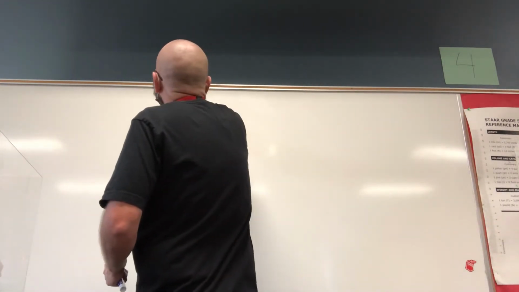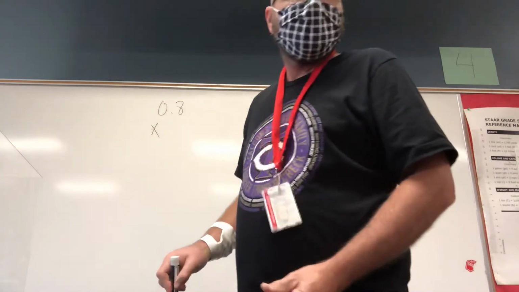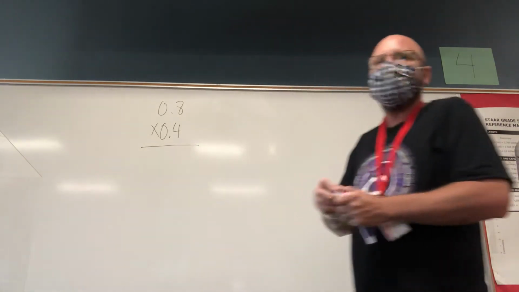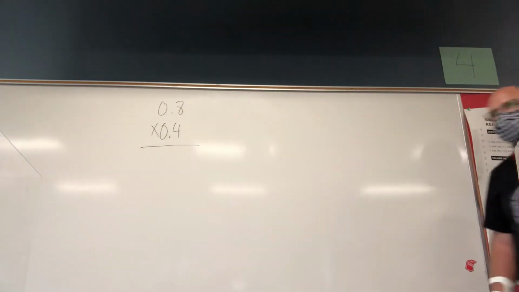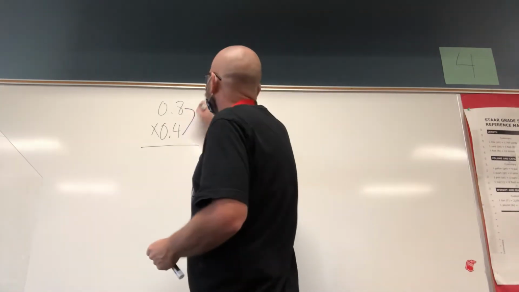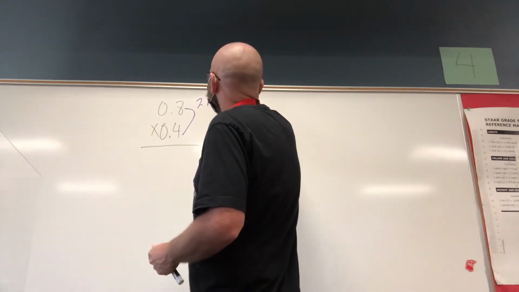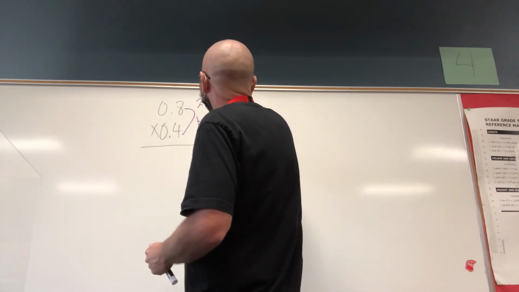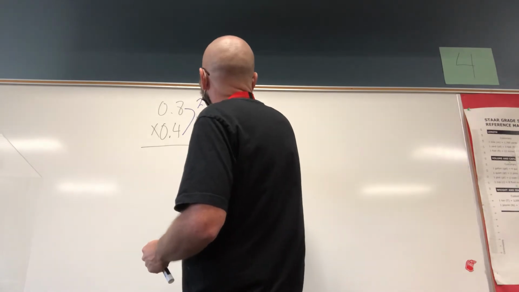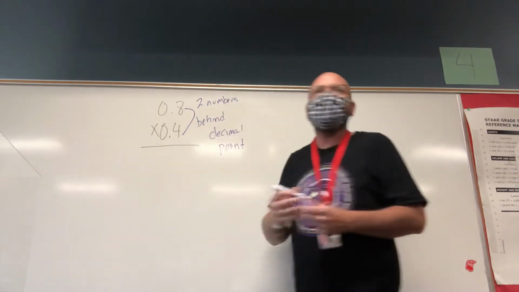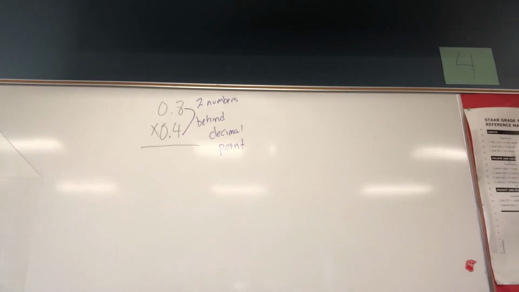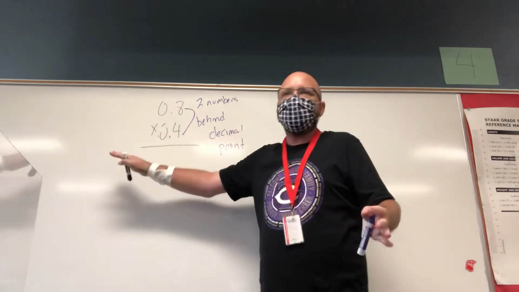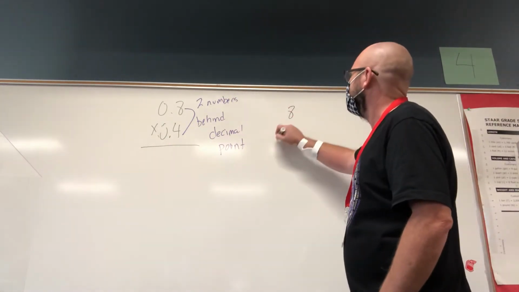So 0 and 8 tenths times 0 and 4 tenths. How many numbers are behind the decimal point in this problem? 2. So I have 2 numbers behind the decimal point. That means my product, my final answer, needs to have 2 numbers behind the decimal point. I know that, so now I can just rewrite it. I can rewrite it 8 times 4.